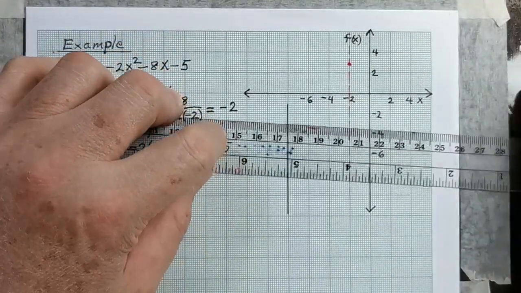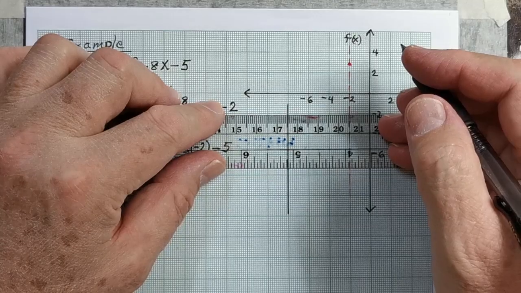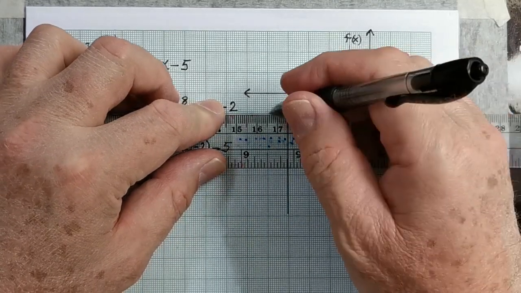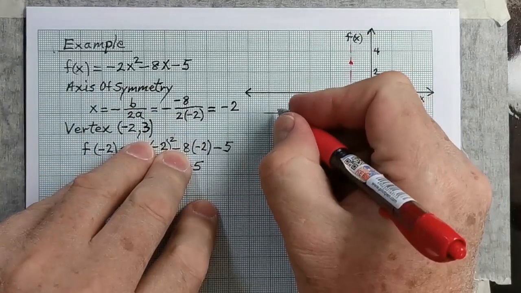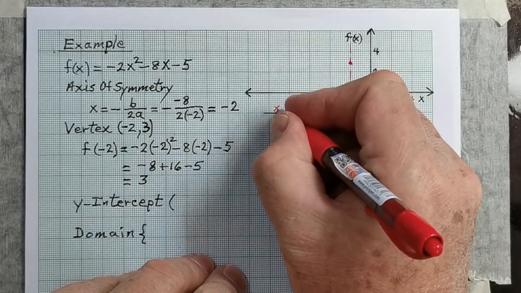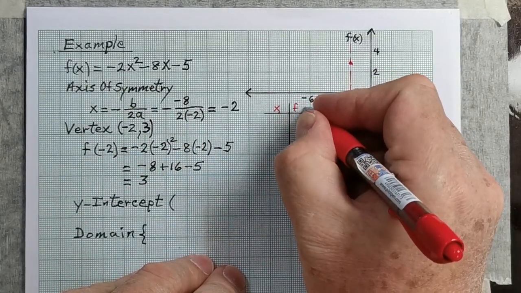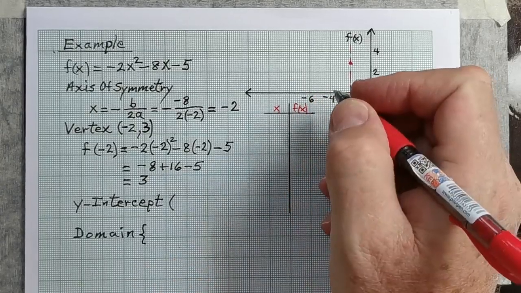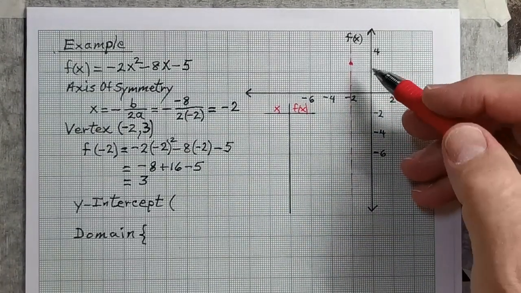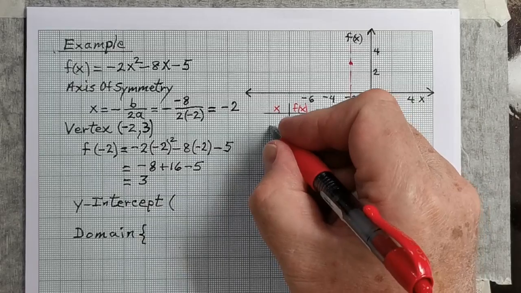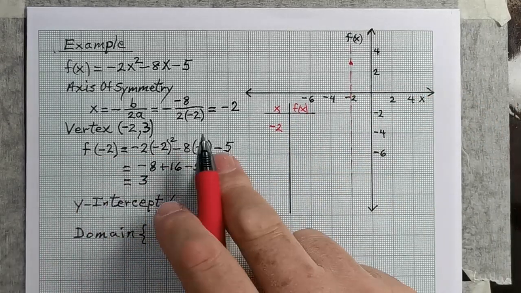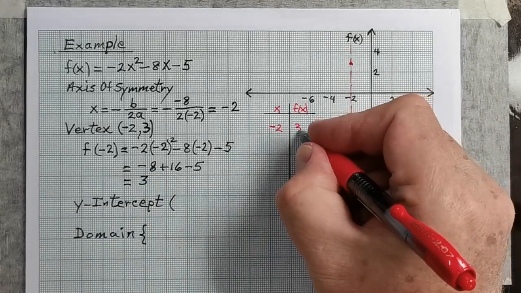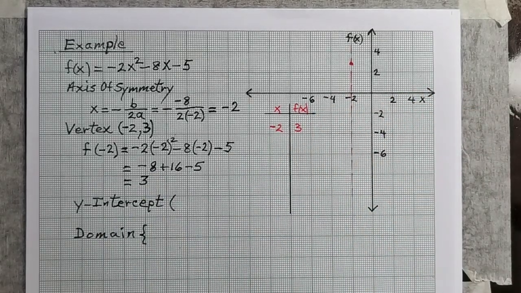So we make ourselves a little table of values of x and corresponding values of y. So if you like, x and f of x. So we just found the vertex, and that was f of negative 2. So if you put in negative 2 for x, what did we get out? Negative 2 into the function, we got out 3. Okay. How about the y-intercept?